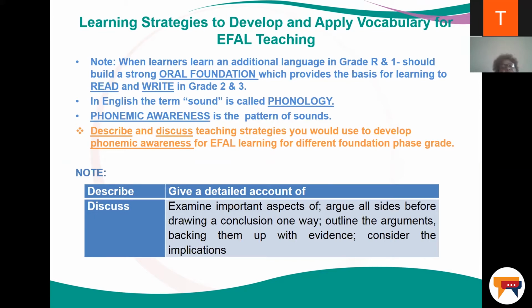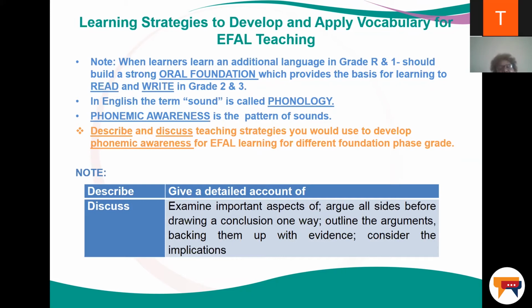Now, I might ask you a question and say, describe and discuss teaching strategies you would use to develop phonemic awareness for IFA learning for different foundation phase grades. And remember this question. It says describe and discuss. Discuss what teaching strategies. But it's a two-phase question. It wants you to describe. You give a detailed account.